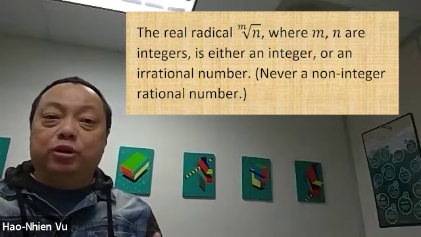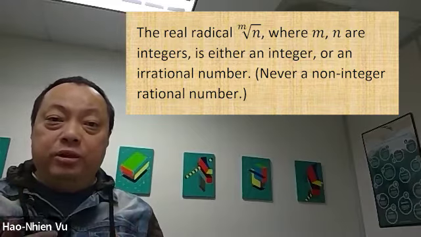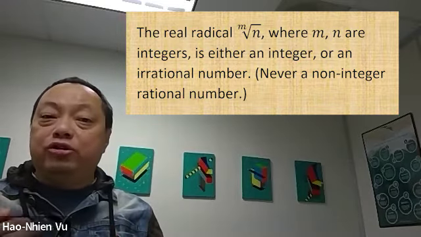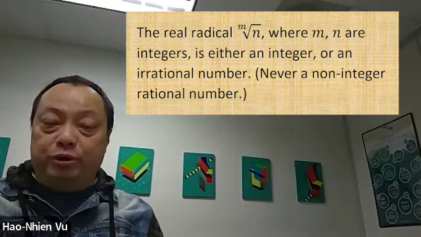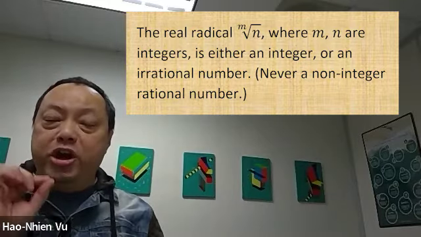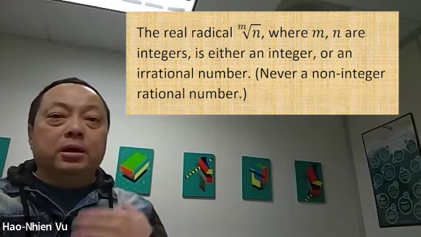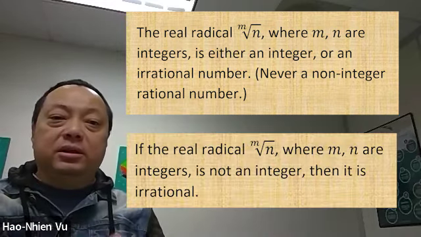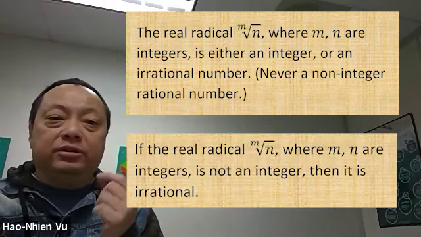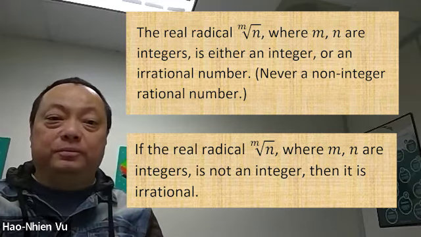The real root or radical, the mth root of n, where m and n are both integers, is either an integer or an irrational number. In other words, it will never be a non-integer rational number. Another way of saying it is this: if the real mth root or radical of an integer n is not an integer, then it has to be irrational.